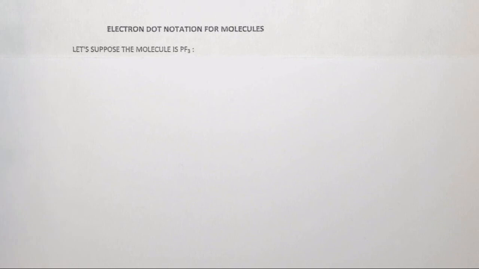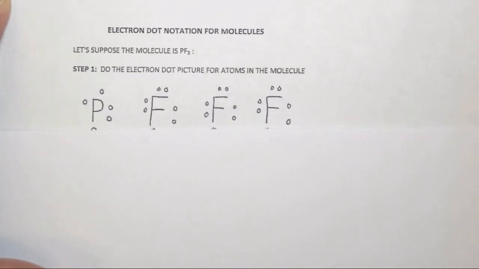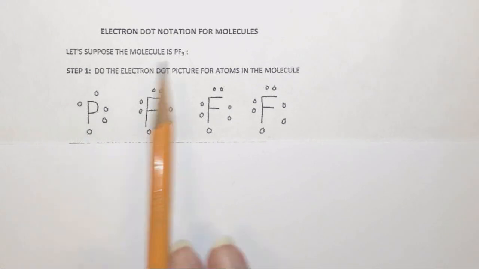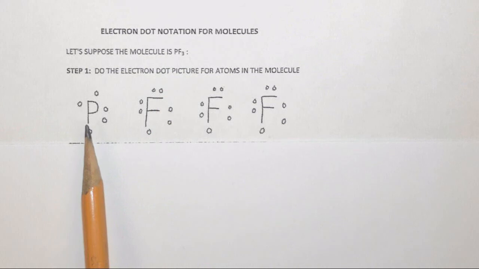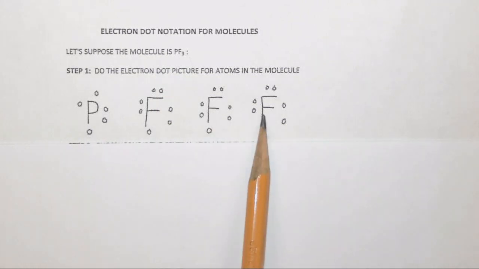So the first thing that you're going to do is draw the electron dot pictures for each individual atom. So PF3 means I have one phosphorus. It has 5 valence electrons, so I'm going to represent those. And then I have 3 fluorines. Each fluorine has 7 valence electrons.